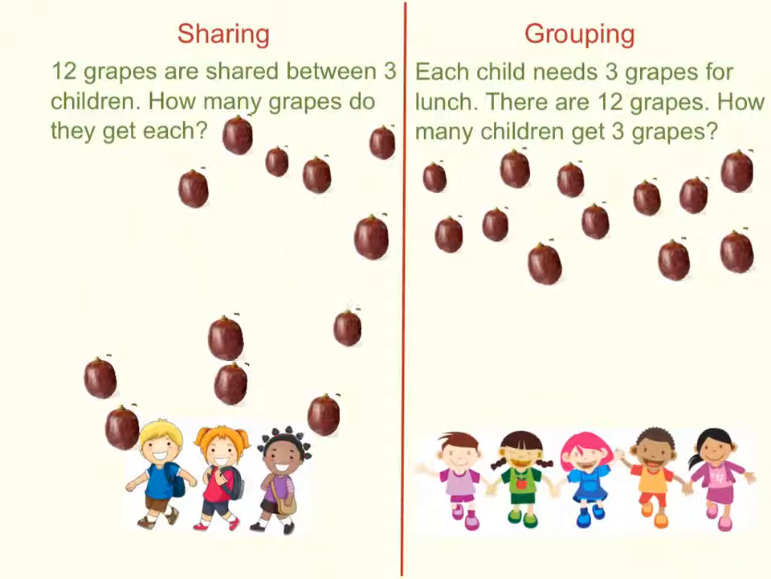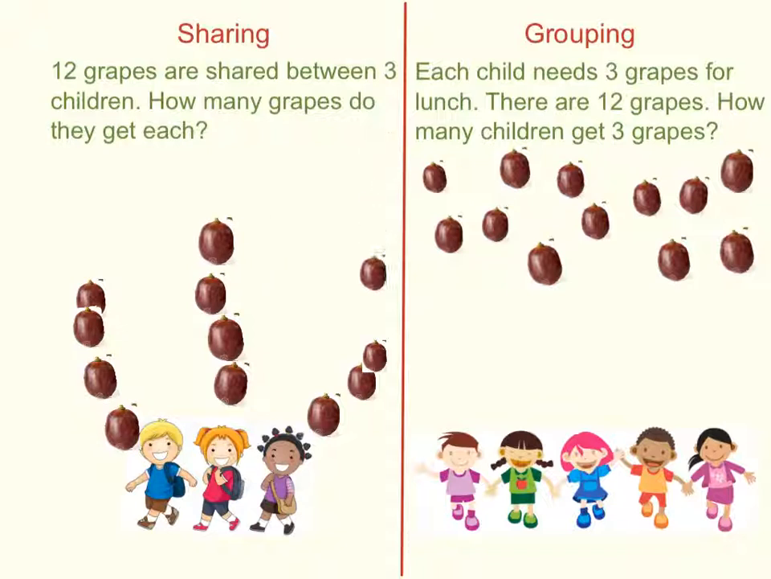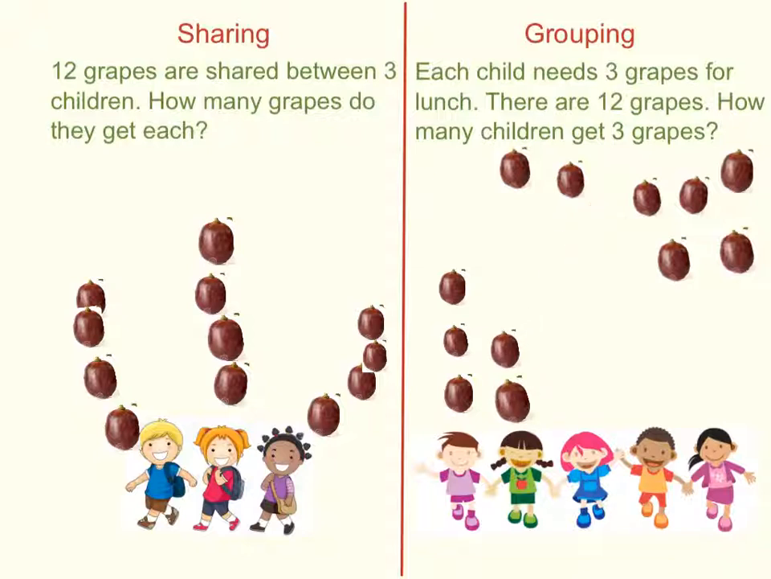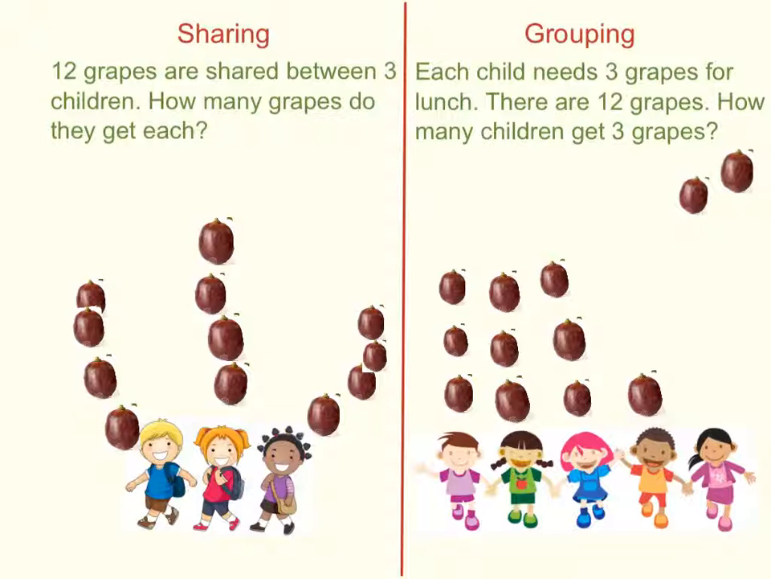Well, the number of children is fixed at 3, and then we share the groups and we'll find the answer when we see how many in each group, 4. Whereas for a grouping context, each child needs 3 grapes for lunch. There are 12 grapes. How many children get 3 grapes? Well, the thing that's fixed is the number of grapes that they get. The thing that we don't know is how many children that's enough for, until we sort them and we realise that's 4.